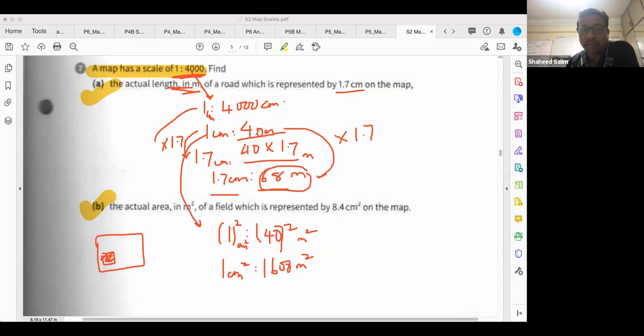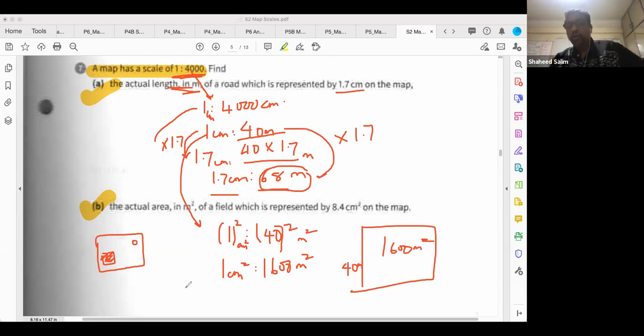Okay, very simple. I'll show you. 1 cm represents 40 meters. In reality, this is 40 meters. Then you have 40 meters. 40 times 40 is what? 1,600 meters. Which is the same on the map as a small square, 1 cm by 1 cm down here. You get it? So now you can do the question.